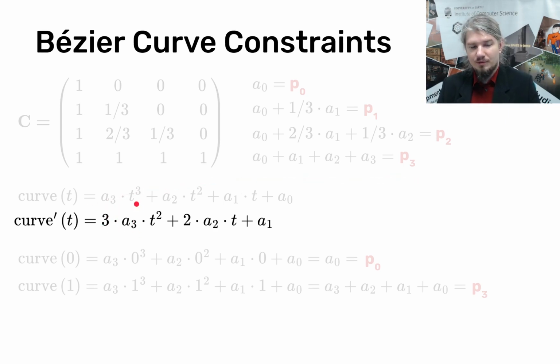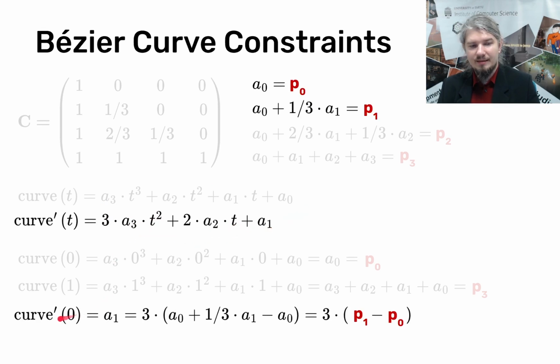So to find the derivative, we take the derivative here. This is going to be 3 times A3 times t squared plus 2 times A2 times t plus A1. Now let's see what value our derivative has at 0. So the curve's derivative at 0, well, everything will go to 0 except A1. So this is going to be A1. Can we somehow get A1 from these constraints? And the answer is, well, yes, we can. So A1 is over here. And we also have this A0 here and A0 here. So we want to get rid of A0 to get this A1. Well, it's 1/3 of A1 as well, but let's just focus on getting this A1.